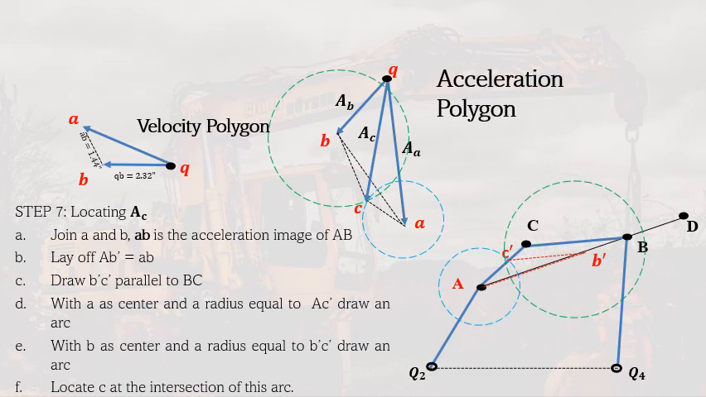Then we can get the acceleration of C as the intersection, which is the absolute value from Q to that intersection. So that is the acceleration of point C. So we're able to get the acceleration of point C.